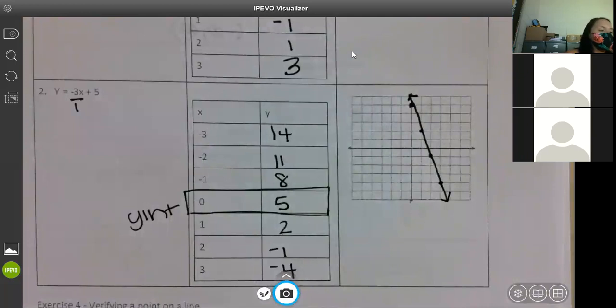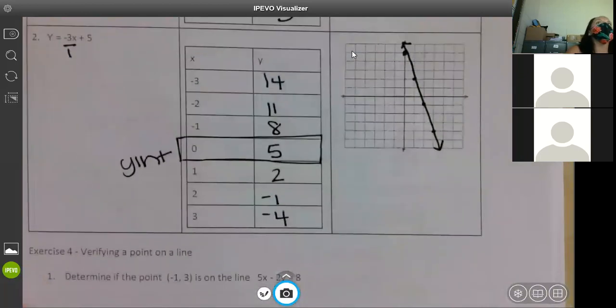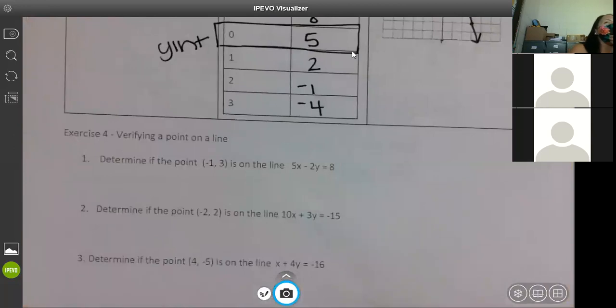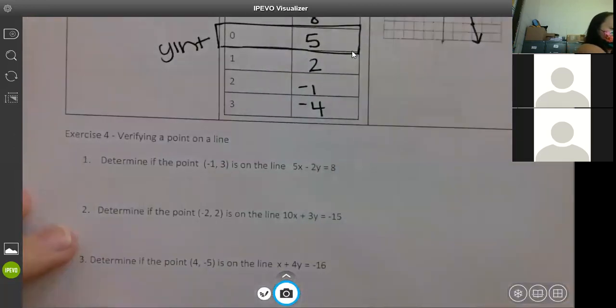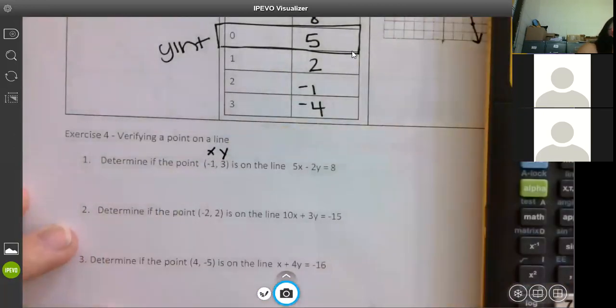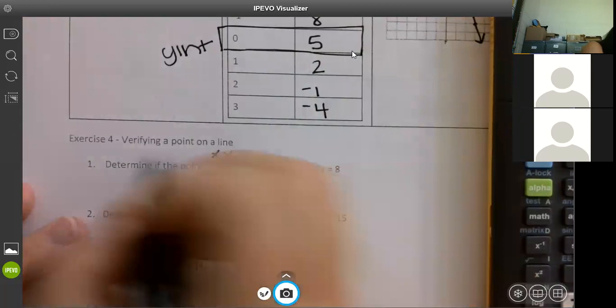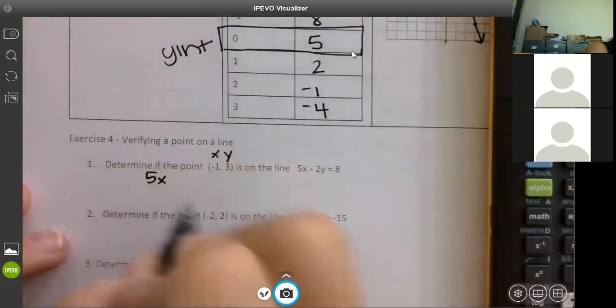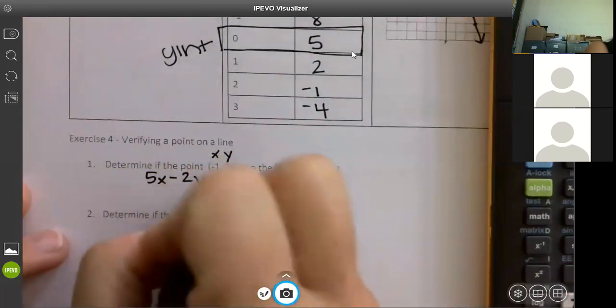All right. Couple more things and we'll be done. It says determine if the point -1, 3 is on the line. So all you do is plug it in. Ready? This is your x and your y. So we're going to take this function 5x minus 2y equals 8.